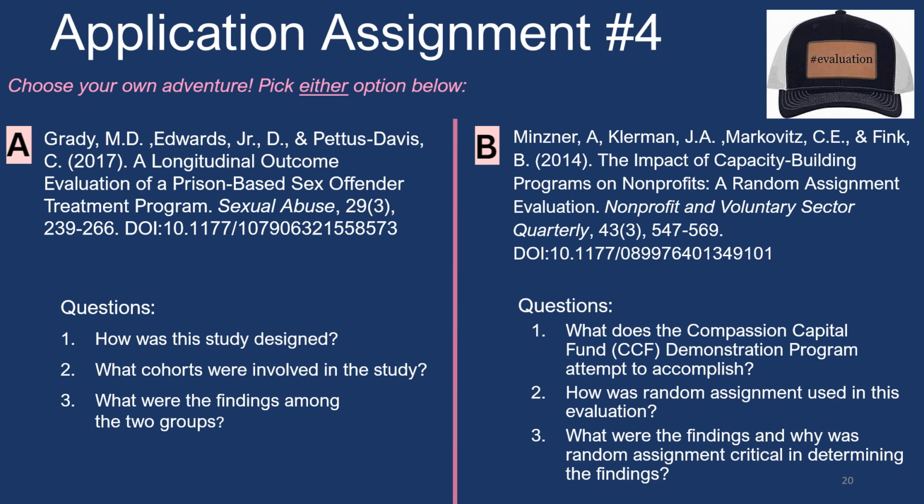So option A focuses more on Chapter 7 content with comparison groups and the introduction to quasi-experimental designs. Option B focuses more on Chapter 8, which is what we talked about today. You can choose either to do. If you're feeling particularly ambitious, you can do both, but you're not getting any extra marks from it. I just want you to be able to choose whichever one kind of strikes your interest and allows you to test your understanding of the material.